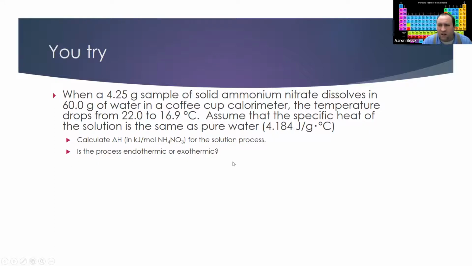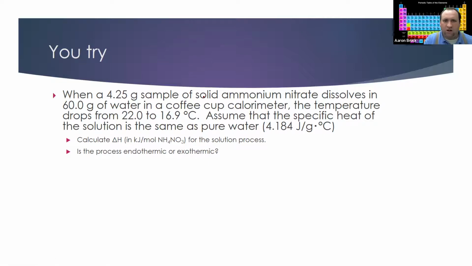All right, let's do one more example, and then we're going to move on to talking more about the specifics of the lab itself. So here we're told that we have a 4.25 gram sample of ammonium nitrate dissolving in 60 grams of water in a coffee cup calorimeter. And the temperature drops from 22 to 16.9 degrees Celsius. Assume that the specific heat of the solution is the same as that of pure water. What we want to know is, what is the heat of reaction for the process of making this solution?